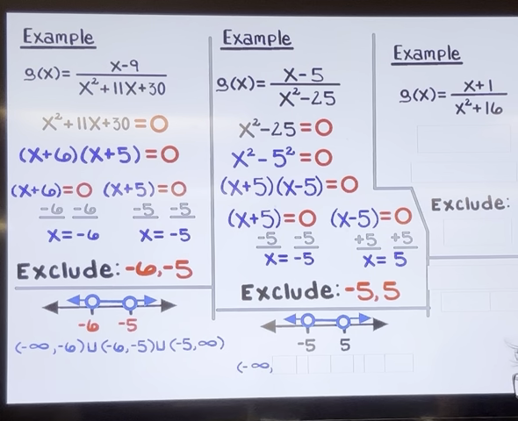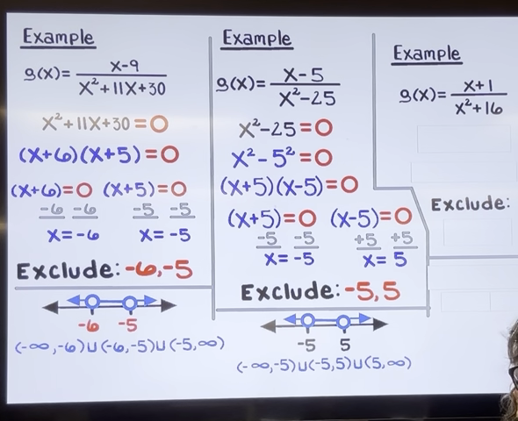Similarly, I can use negative infinity until I get to negative 5, leave out negative 5 with a parenthesis, union, parenthesis, negative 5 to pick back up just to the right of it, through 5, parenthesis to leave out 5, union, and then pick back up at 5 and go to positive infinity, and we always use parentheses with infinities. Okay, last example is this one here.